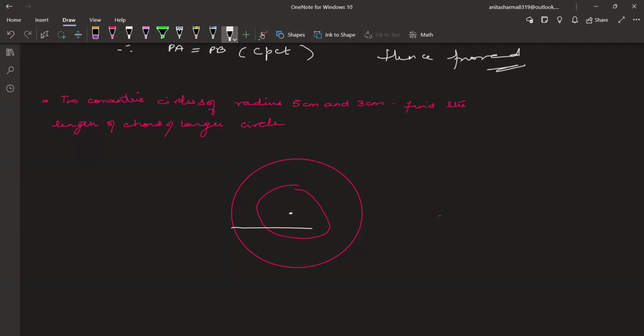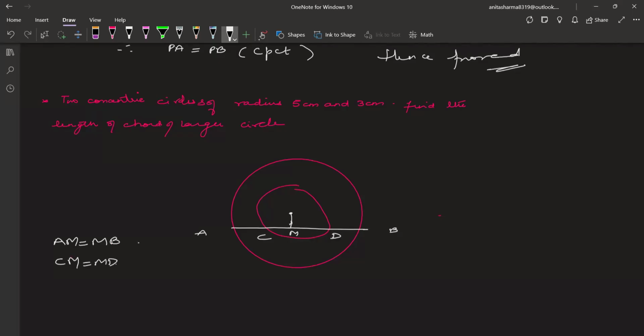So this will be your chord, right? And suppose a line you have drawn from the center. It always bisects this, right? So it means, let it be M, the AM will be equal to MD. Fine, beta.